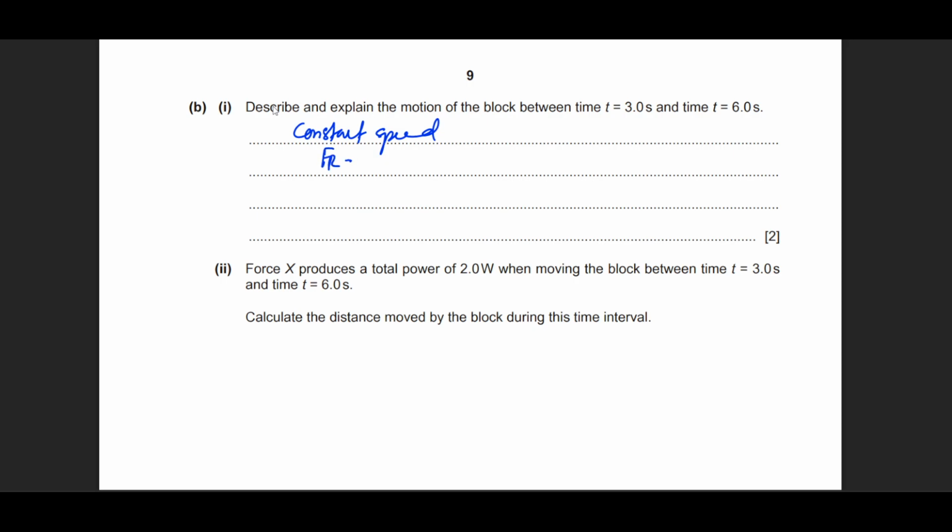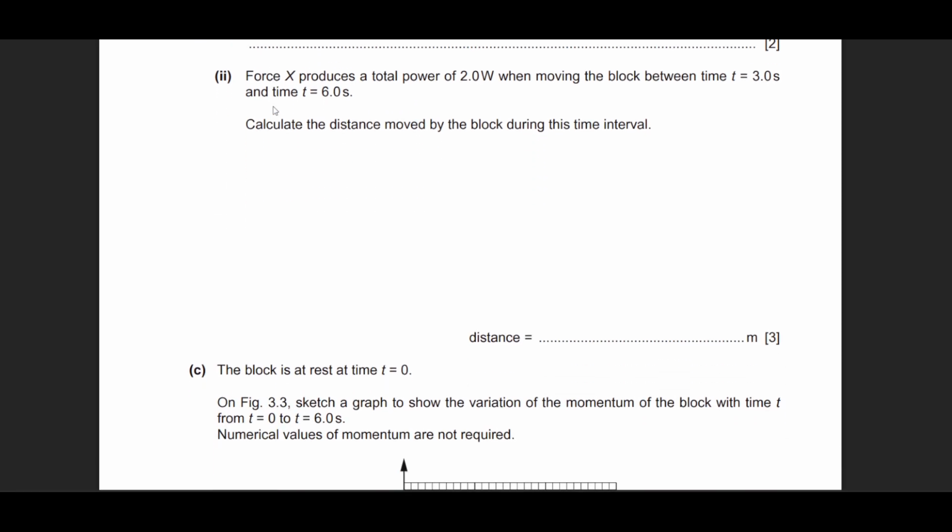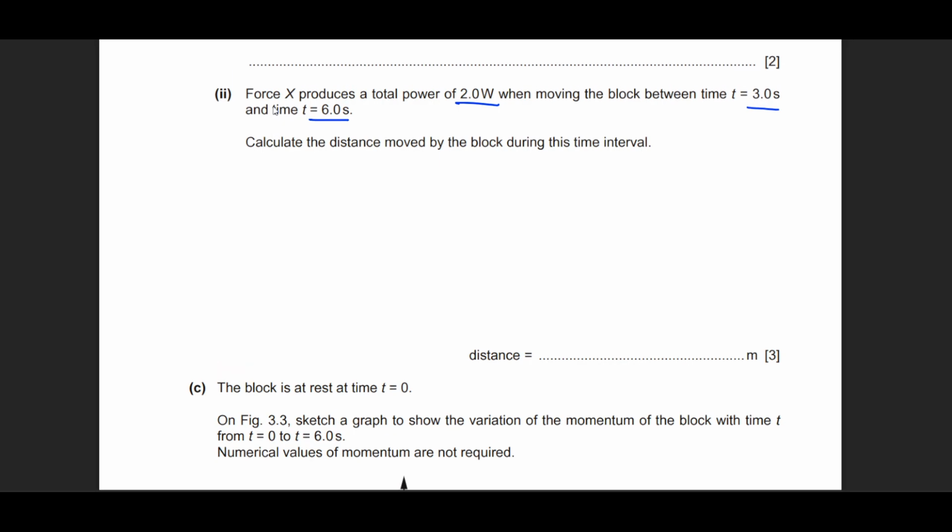The resultant force is 0, right? Because on the block, the forward force is 0.8 newtons and the backward resistance is 0.8 newtons. It moves at a constant speed. He says that X produces a total power of 2 watts moving from 3 to 6. Okay, a plausible situation. Why?